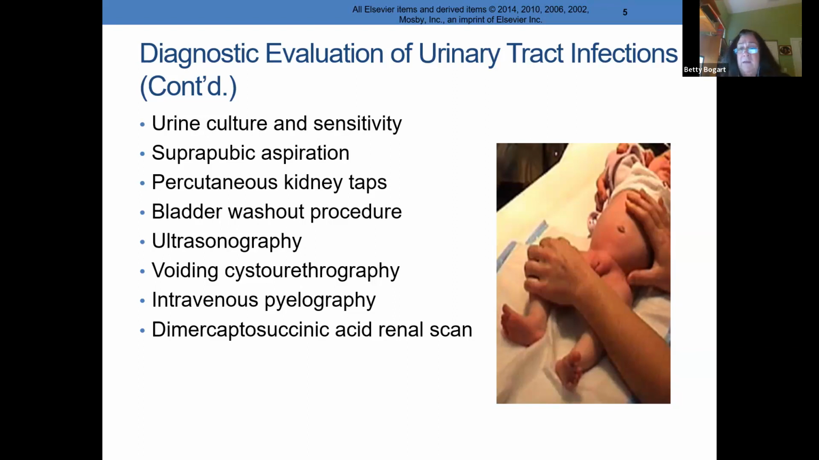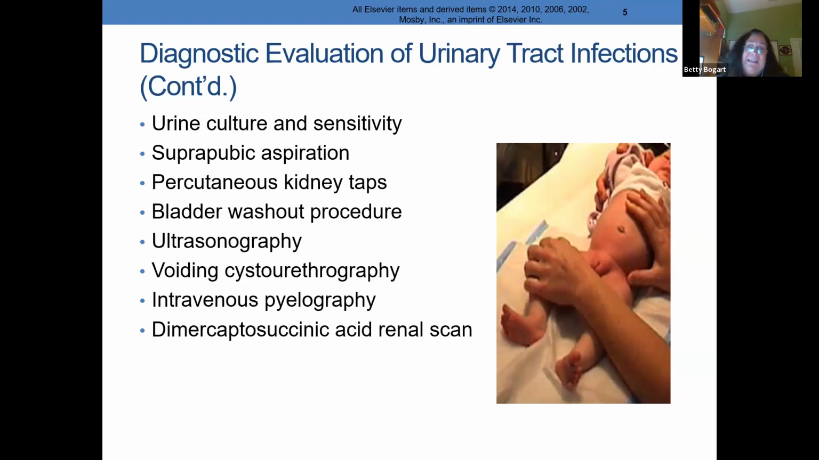It is quick. It's uncomfortable. I've had a catheterization. I know what it feels like. It's uncomfortable, but that little pacifier, right? Mommy holding, talking to the baby, boom, boom, in and out, and you've got a great culture and sensitivity.